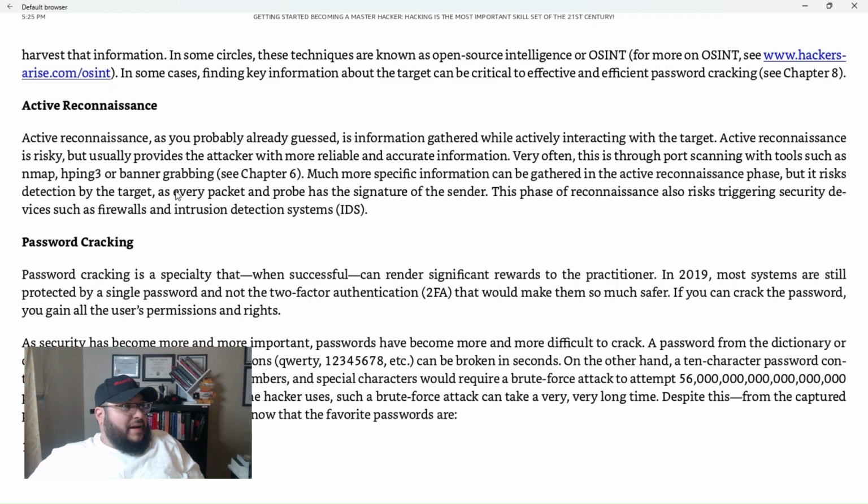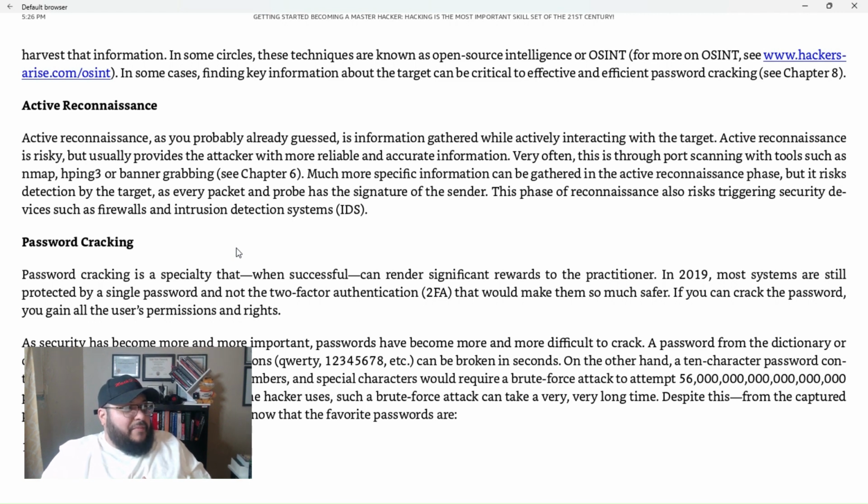Active reconnaissance. Active reconnaissance, as you probably already guessed, is information gathered while actively interacting with the target. Active reconnaissance is risky, but usually provides the attacker with more reliable, accurate information. Very often, this is through port scanning with tools such as Nmap, Hping3, or banner grabbing.